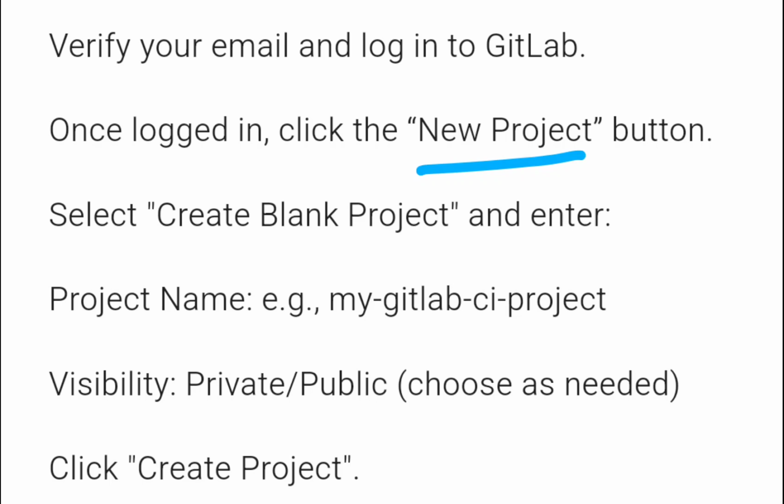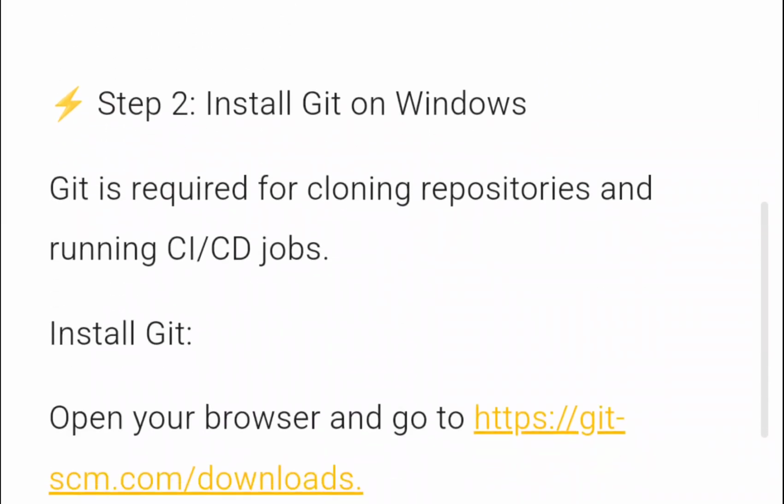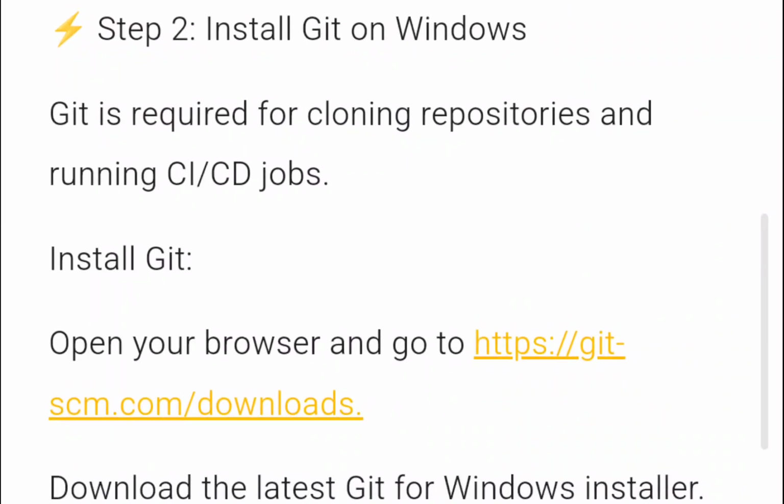First of all, we are just going to create a new project, just an example, my GitLab-ci project, and set the visibility as whatever you need, public or private, and click on create project. Later you need to install Git. In GitLab also Git is useful.